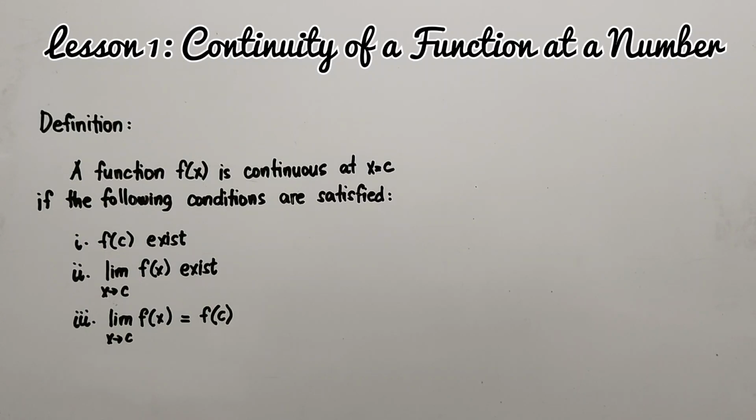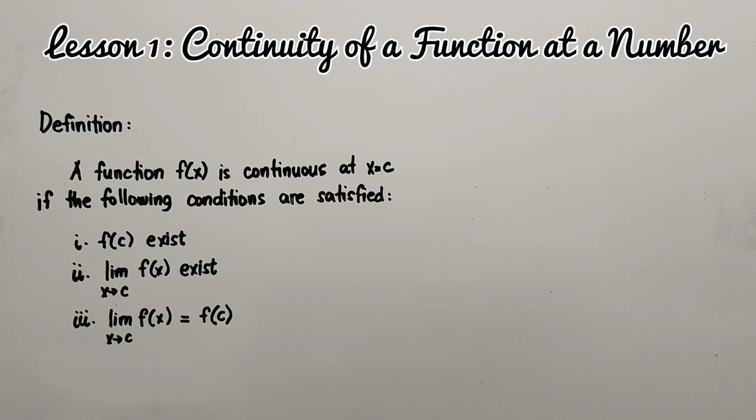Second, the limit of f(x) as x approaches c exists. Based on our previous lesson on limits, the limit of a function f(x) exists if the left-hand limit is equal to the right-hand limit. Third, the limit of f(x) as x approaches c is equal to f(c).